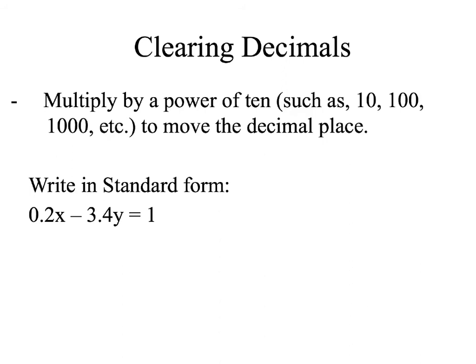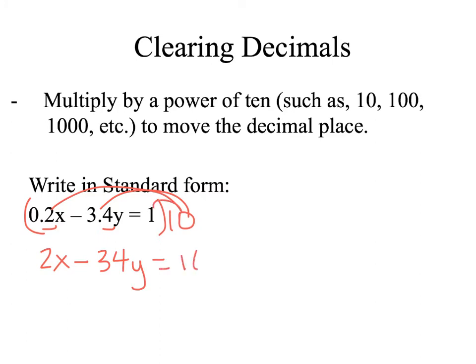Sometimes we need to clear decimals, and with that we multiply by a power of 10 to get rid of decimals. So 10, 100, 1,000. Write this in standard form. This time, because I have something in the tens place for both of these, I'll just multiply by a 10. So when I distribute that in, 10 times 0.2 is going to give me 2x. 10 times 3.4 is going to give me a 34. And 10 times the 1 is going to be a 10. So I am now in standard form.